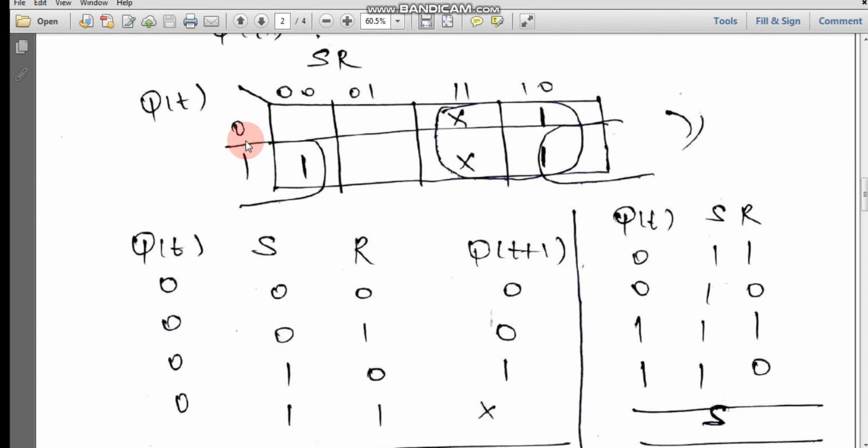So Q of t is 0 and SR is 1 1, and Q of t is 0 and SR is 1 0, and Q of t is 1 and SR is 1 1, and Q of t is 1 and SR is 1 0. From this I am going to find out the value. Here the values are different, 0 and 1. Here the values are the same, so I put S here. Here the values are different, so I don't put anything.